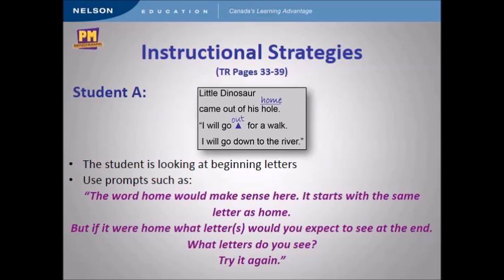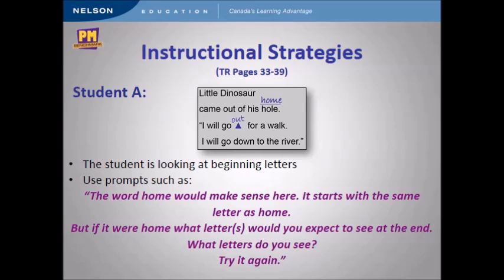So what would be the kinds of prompts I'd want to be using with this student? Not while you're taking the reading record for the PM Benchmark kit. We're now talking about how you've taken that data and you're using this in your everyday instruction with the student. So when this student is reading, and we're working in small guided reading groups, and they're reading words like home instead of whole, I would need to be using certain prompts with this student.